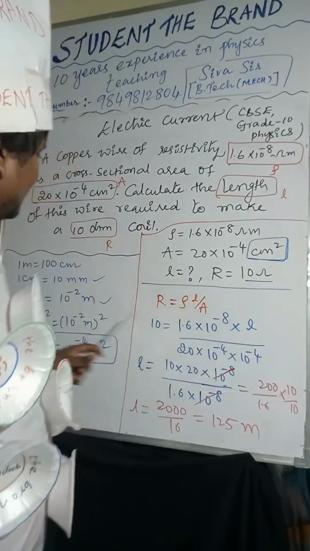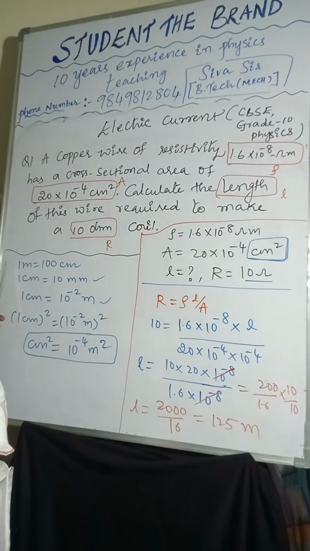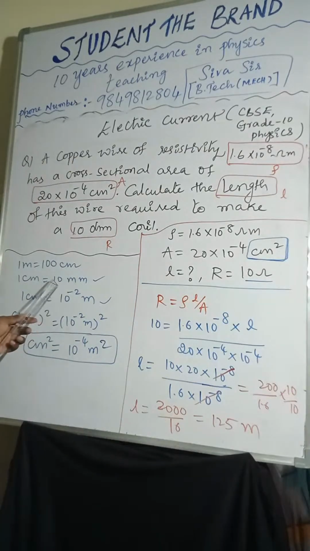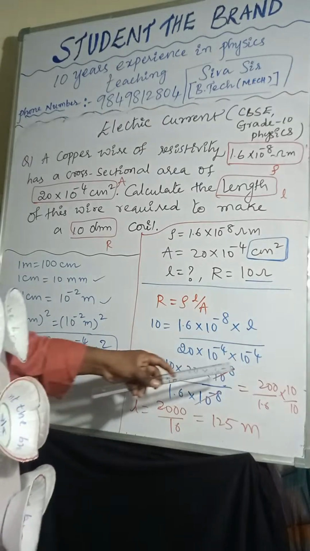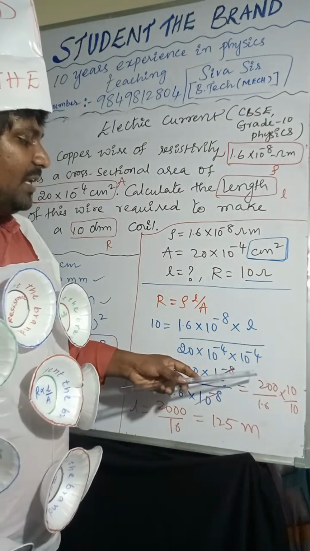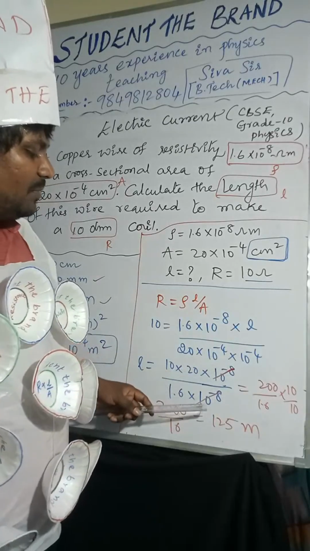So I converted here. You can see 1 meter equals 100 centimeter, and 1 centimeter equals 10 mm, which is 10 power minus 2 meter. So centimeter square we want as 10 power minus 4 meter square. If you substitute here, you will get 10 power minus 4, so 20 into 10 power minus 8.